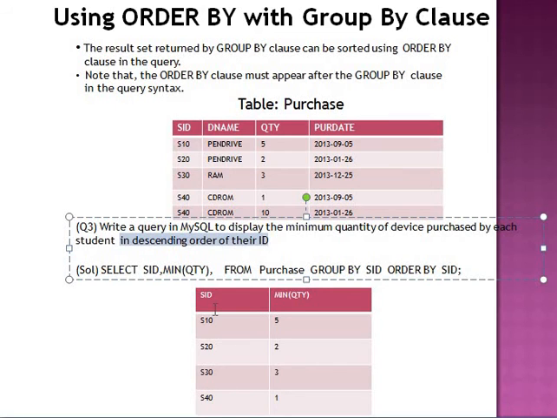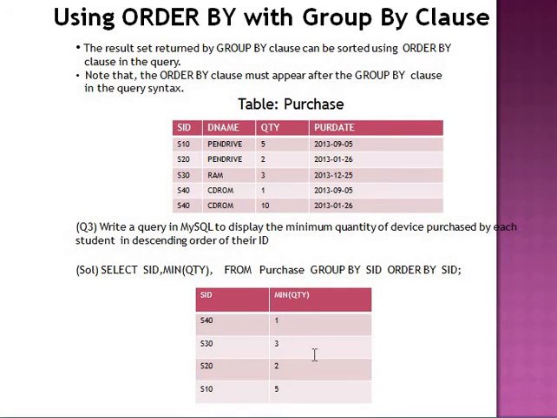So which is the biggest value for this SID column? It's S40. So S40 is going to appear first. The next to come will be S30, followed by S20, and then at the end we have S10, which shows this as the result set or the output.